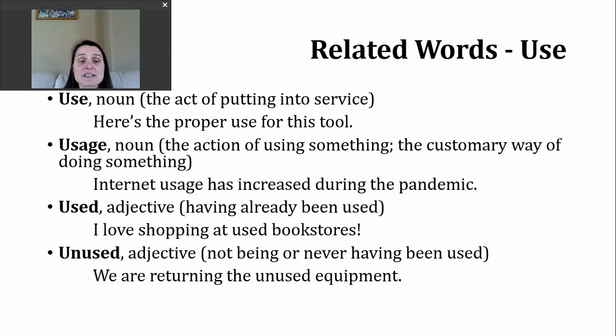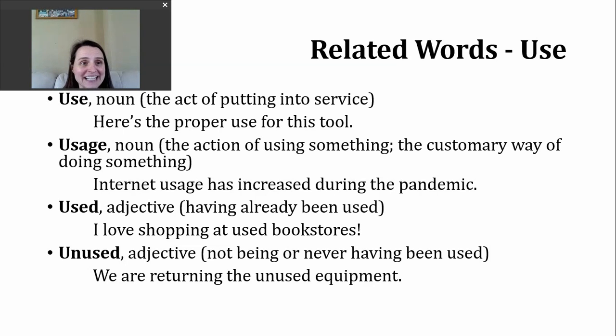Another noun you might hear is usage. It means the action of using something, the customary way of doing something. In an example sentence, internet usage has increased during the pandemic.